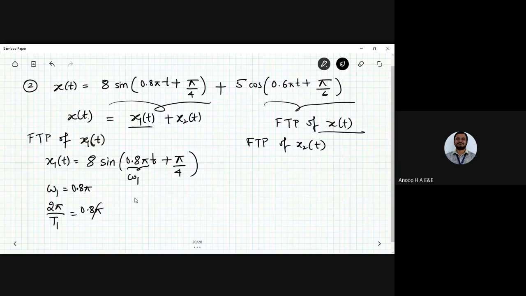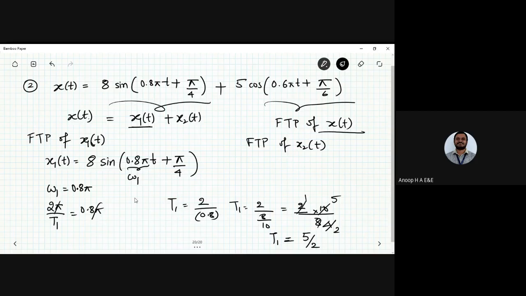Now pi gets cancelled here. T1 is 2 divided by 0.8, so t1 is 2 divided by 8 by 10, which is 2 into 10 divided by 8. So what is t1? 2 ones are 2, 2 fours are 8, so it is 5 by 2. Is it correct? Yes, so t1, the fundamental time period, is 5 by 2.